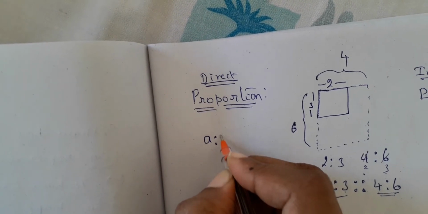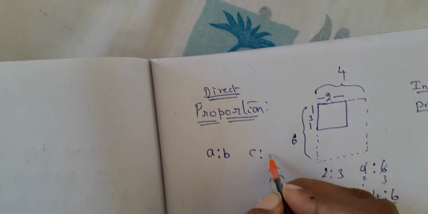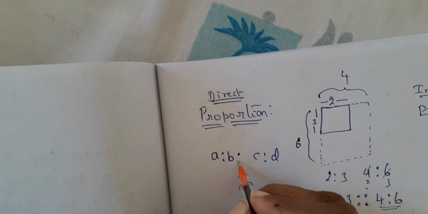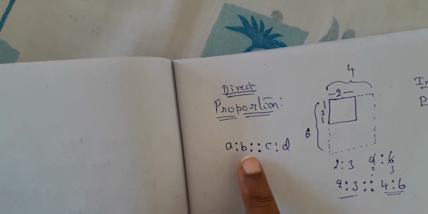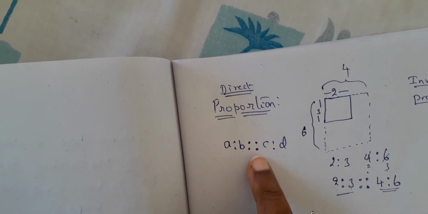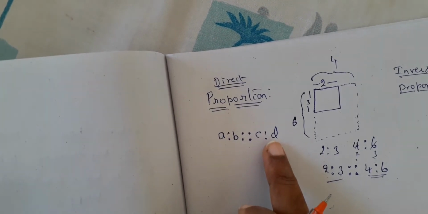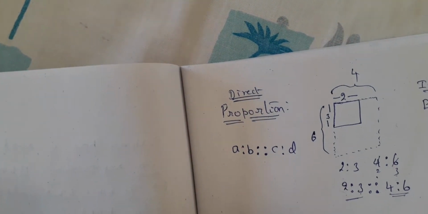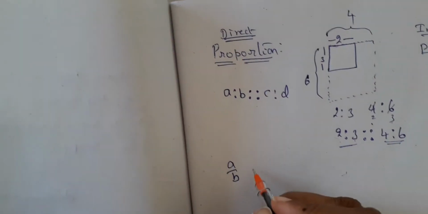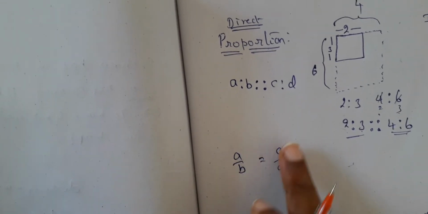Suppose A is to B is the ratio of the given relationship, and you have the other one, C is to D. Suppose these two are similar to each other or directly proportional, we write it as A is to B is as C is to D. Now let us understand this one. We'll write it here as A by B, is it not? A by B is equal to C by D, because A is to B means A by B, C is to D means C by D. So A by B is equal to C by D.